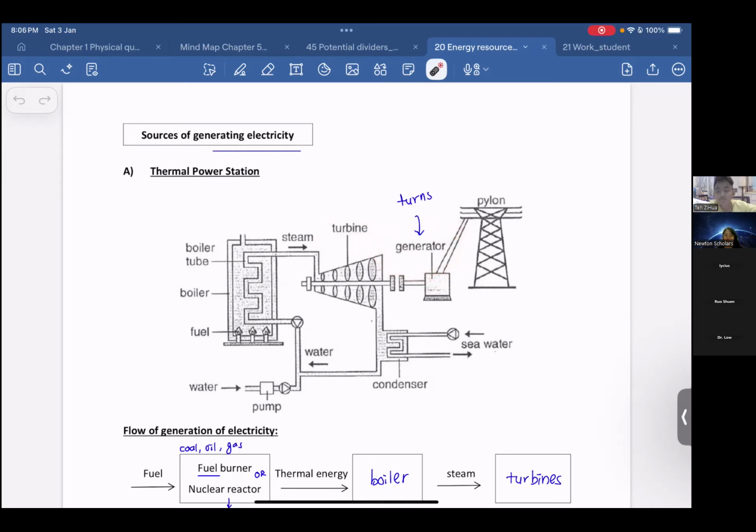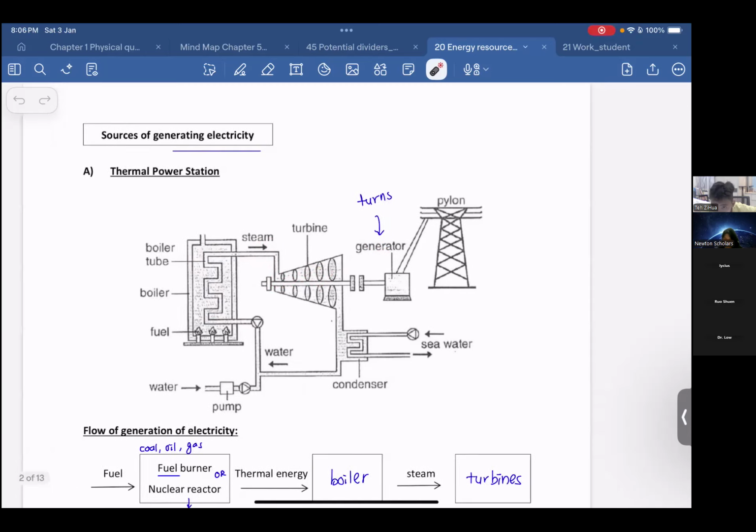Okay, we have a few methods. Maybe you can use the wind. Wind blowing turns the turbine, turns the generator. Or we use a thermal power station, where we burn the fuel, for example coal, oil, gas. We burn it to make the water hot, the water turns to steam, and the moving steam turns the turbine, turns the generator.